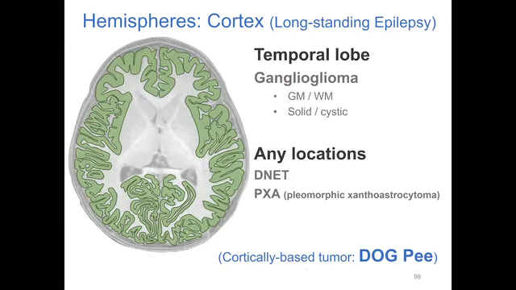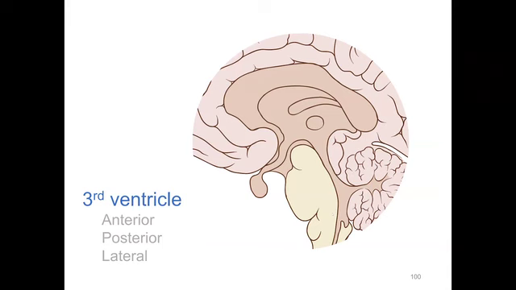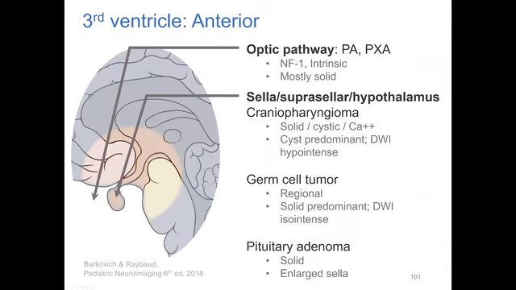Cortical tumors, when the patient presents with seizure or epilepsy: in the temporal lobe, think about gangliogliomas. In any location, think about DNET and pleomorphic xanthoastrocytoma. In the subventricular region, in the ventricular pathway, think about pilocytic astrocytoma. If it is T2 hyperintense, think about pilomyxoid astrocytoma. Suprasellar region, think about craniopharyngioma, germ cell tumor, pituitary tumor.